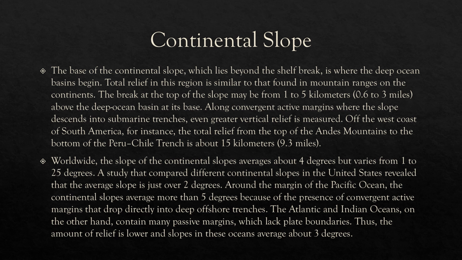Worldwide, the continental slopes average about 4 degrees but vary from 1 to 25 degrees. A study that compared different continental slopes in the United States revealed that the average slope is just over 2 degrees, and around the margin of the Pacific Ocean, the continental slopes average more than 5 degrees because of the presence of convergent active margins that drop directly into deep offshore trenches.